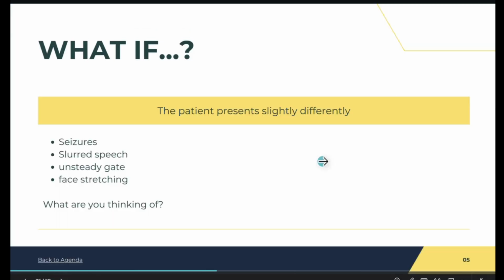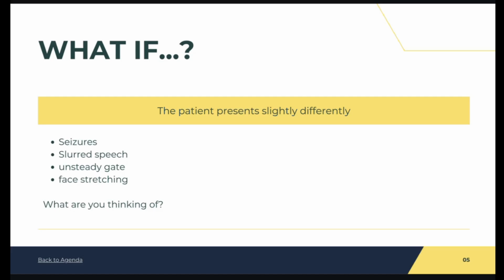So let's imagine that this patient actually came in slightly differently. The patient comes in, they're still 6 months old, but they have seizures, slurred speech, and an unsteady gait as well. And when you examine them, you see that the face is stretching, and the mom says that the face didn't look like this just a few hours ago. What are you thinking of in this scenario?